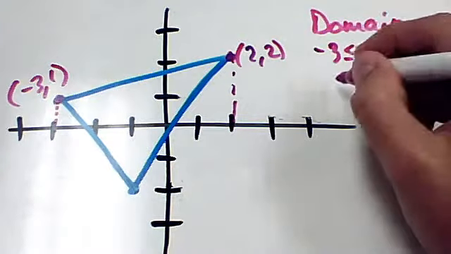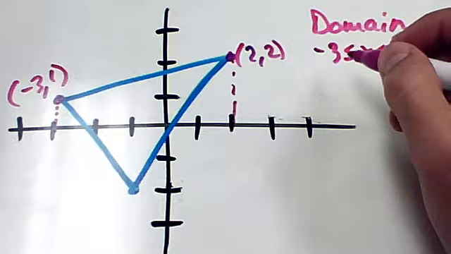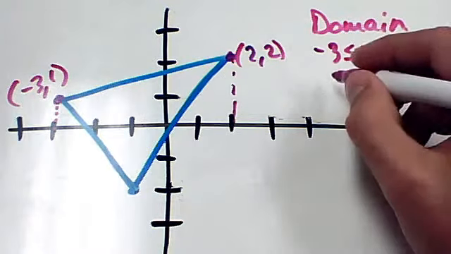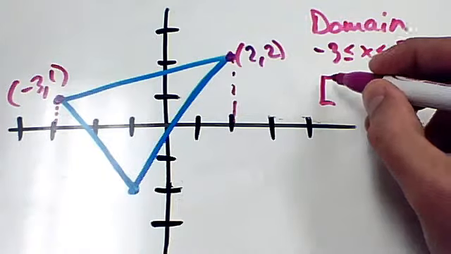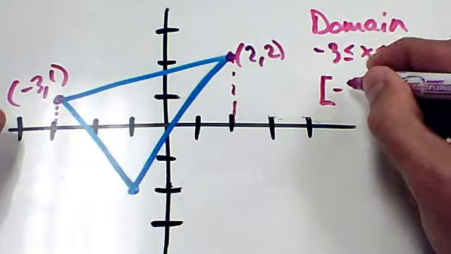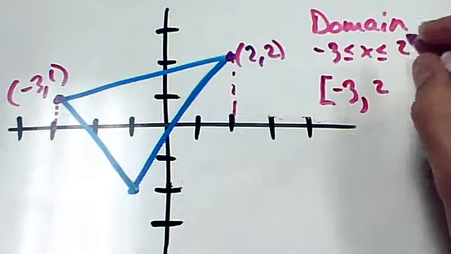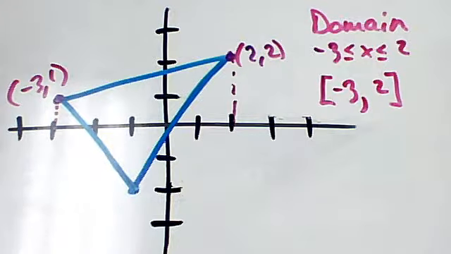Okay, another way you could write this is in interval notation. Since the endpoints are included, we would have closed brackets. The far left is -3, comma, the far right is 2, and closed brackets because it includes 2. So that would be the domain.